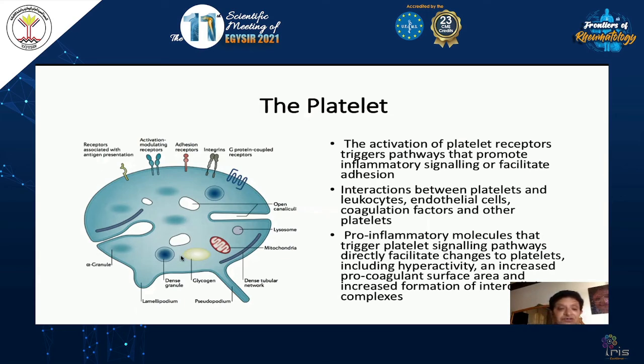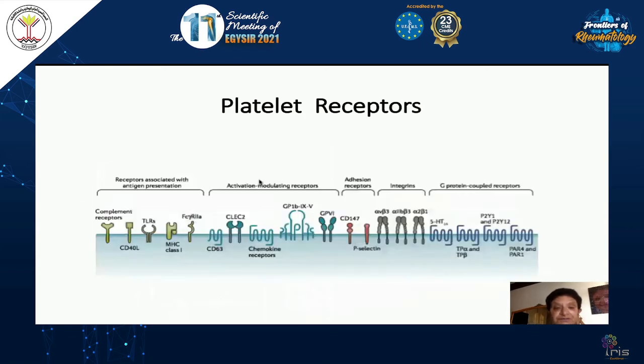If we look at the platelets, they contain dense granules and alpha granules, which on activation can be pro-inflammatory. They also contain certain receptors on their surface. Looking at these platelet receptors, there are receptors associated with antigen presentation, which can stimulate other immune cells, for example the lymphocytes. They have activation-modulating receptors that can cause activation of other platelets and other cells. They have adhesion receptors. Of course, P-selectin is the most famous, which can cause adhesion of more and more cells. They have the integrins, which we are going to discuss in detail in autoimmunity, and they have G-protein coupled receptors.